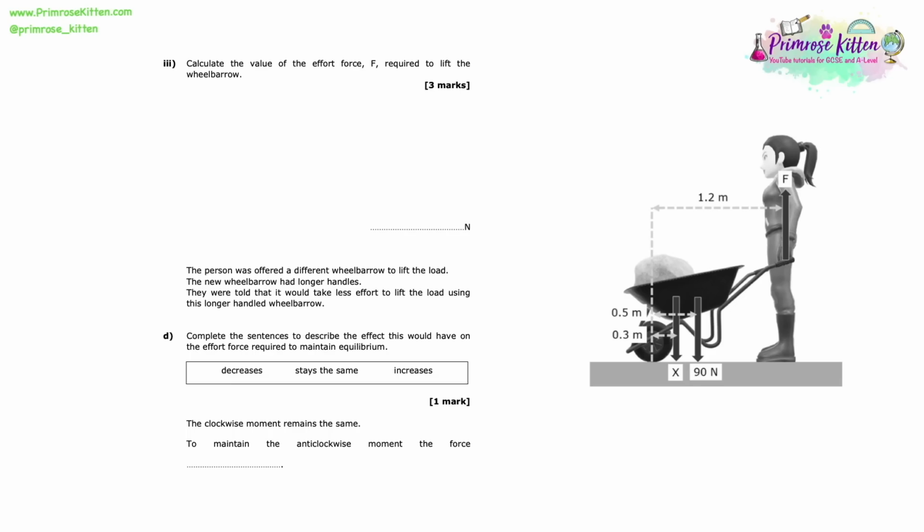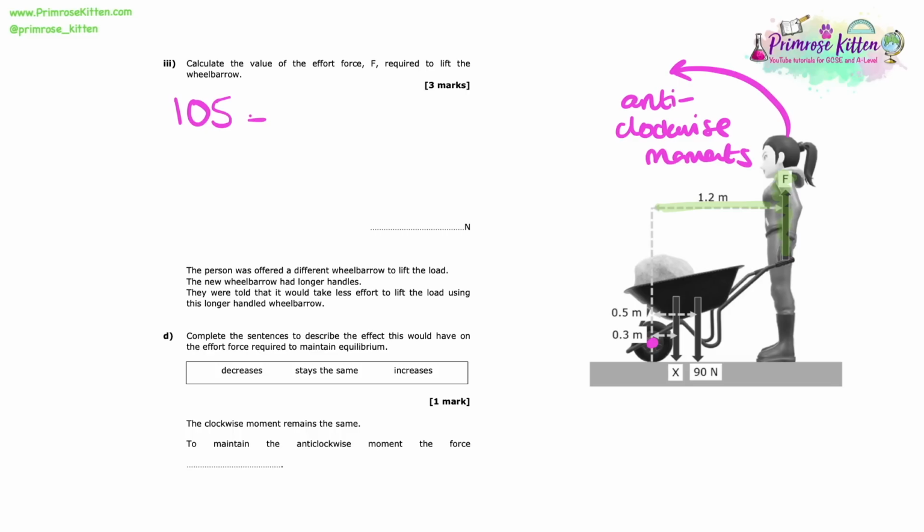So now we're asked to calculate the value of the effort force F required to lift the wheelbarrow. So F is this upwards force here. And around that pivot, you can see it's going to cause an anti-clockwise moment. Well, if you remember, the earlier part of the question stated that this system is in equilibrium, and we said that that means that the clockwise moments are equal to the anti-clockwise moments. Well, we were told earlier that the total of the clockwise moments was 105 newton metres, and we decided that the anti-clockwise moments would be the same.